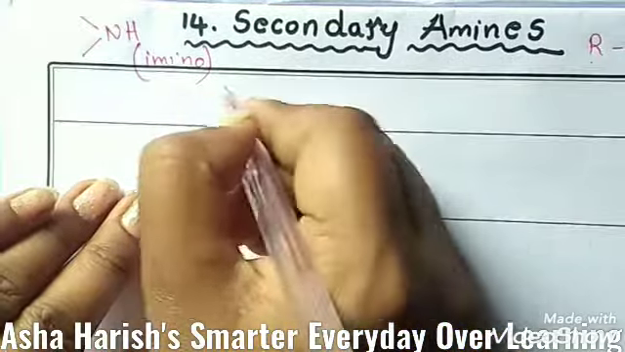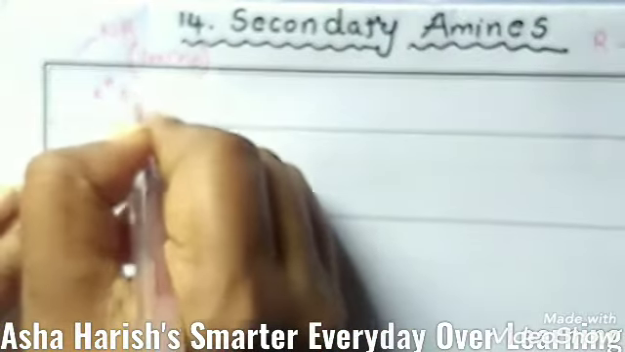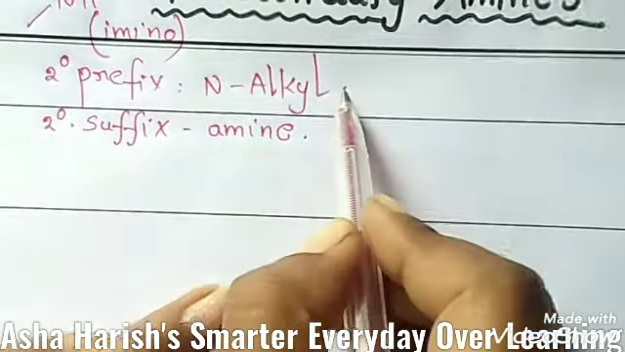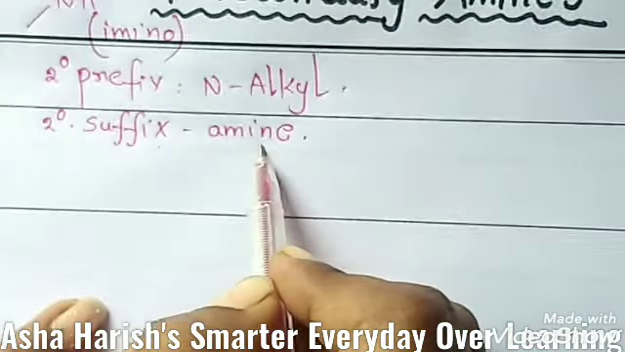Secondary prefix, for this, what do you have to use? N. Secondary prefix is N-alkyl and secondary suffix is amine. You should add that.